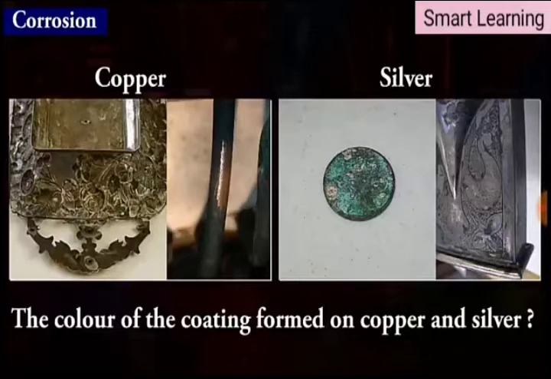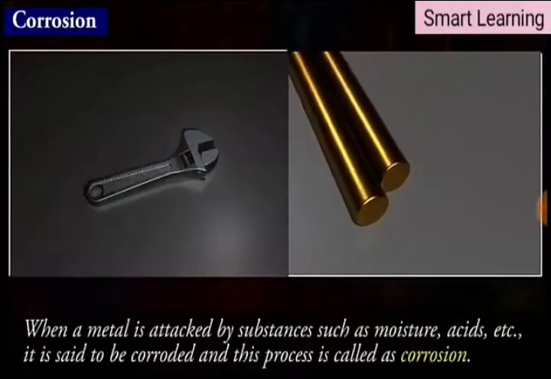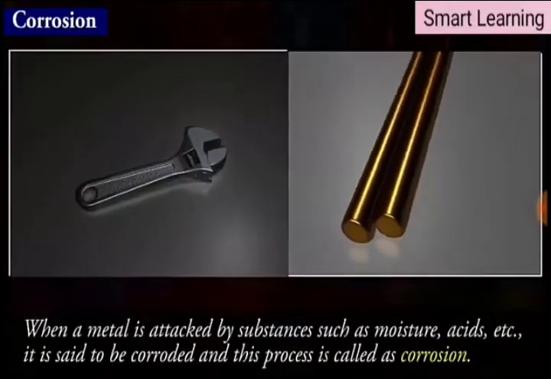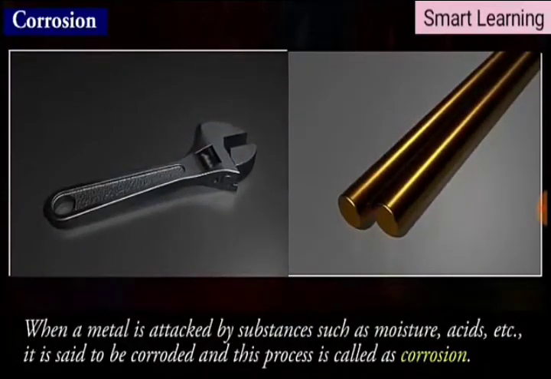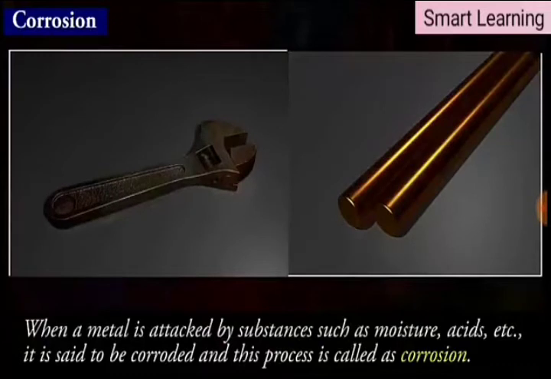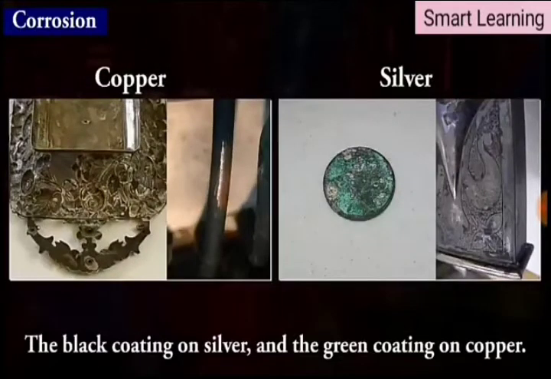When a metal is attacked by substances such as moisture, acids, etc., it is said to be corroded, and this process is called corrosion. The black coating on silver and the green coating on copper are other examples of corrosion.